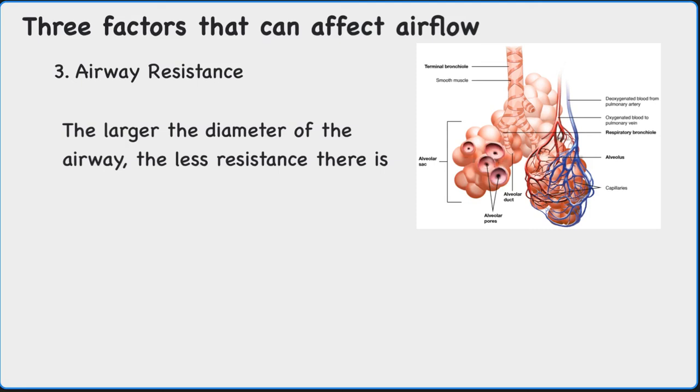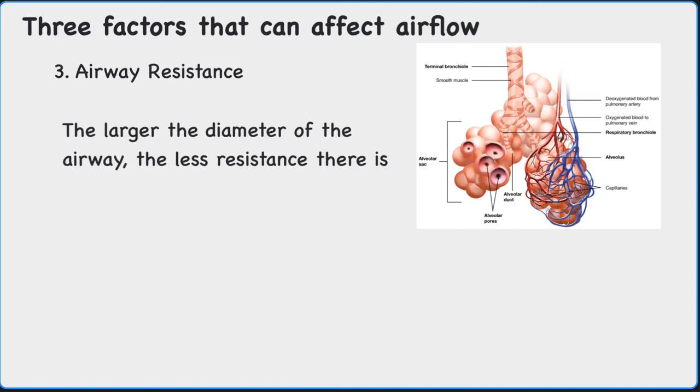Remember, I also said that as we get closer and closer to the alveoli, the bronchioles branch off and they get smaller and smaller naturally. Imagine in asthma, the bronchioles start to constrict, which means they get smaller, and fluid also starts to fill in that area. Both of these things are going to increase airway resistance and make it harder to breathe.